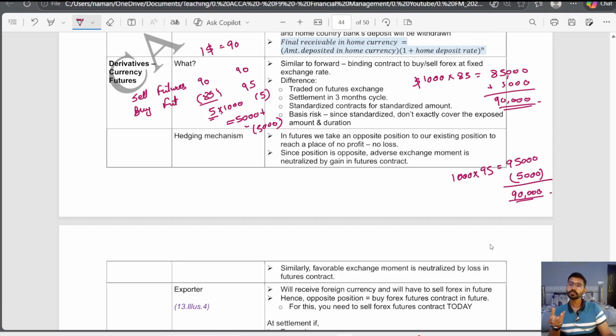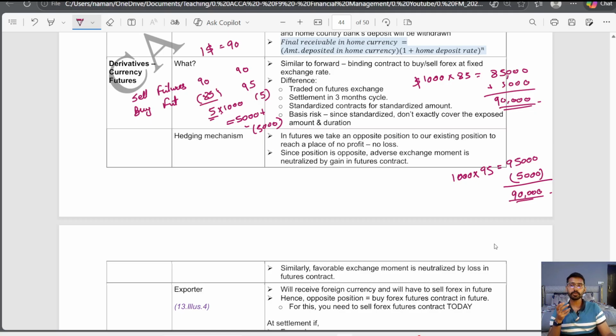So this is how a futures contract hedges you. Whether you make a profit or you make a loss, whether the exchange rate moves in a favorable or unfavorable direction, your net result stays the same. Okay, this is how you use a futures contract.